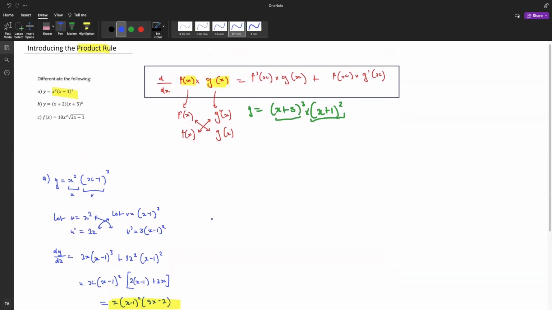We're just gradually building up our differentiation knowledge and building our way so we can differentiate any type of function that possibly is. Okay. Second one, same thing.